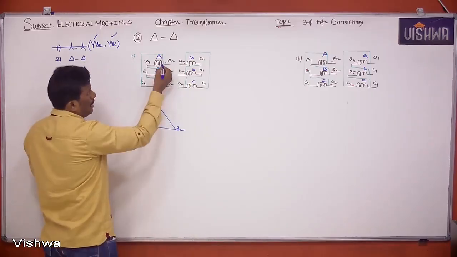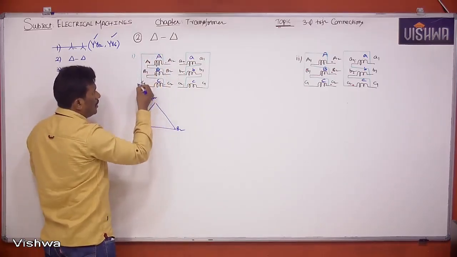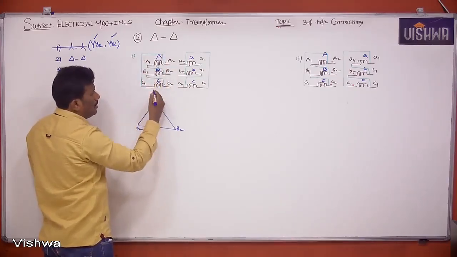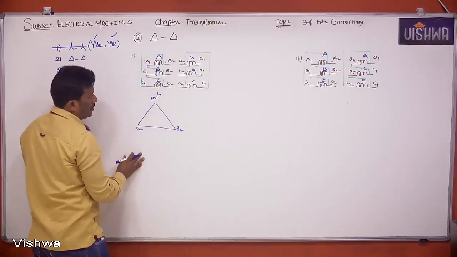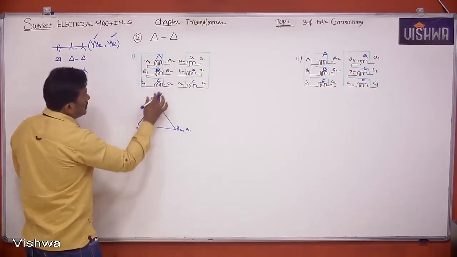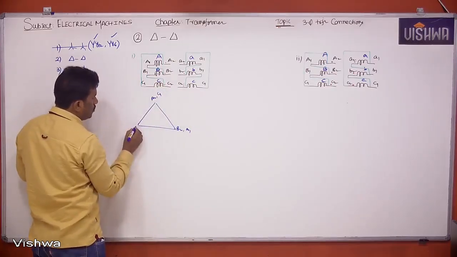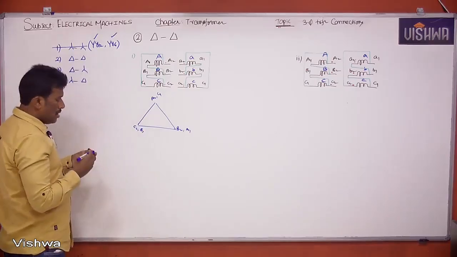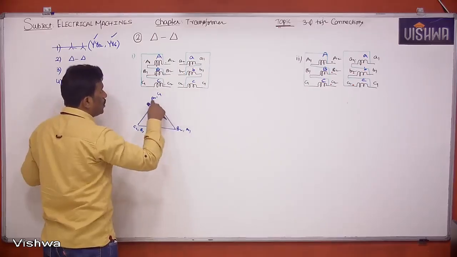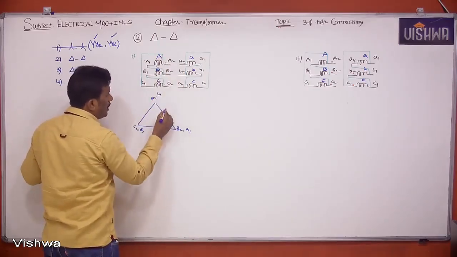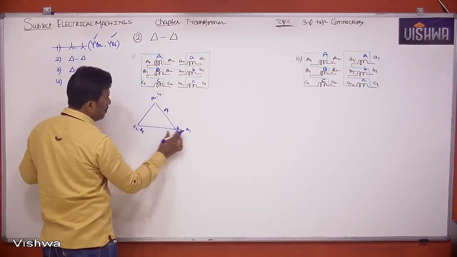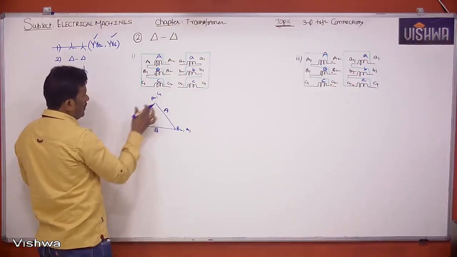Observe clearly, guys. Whatever A2 is here, this is indirectly C1 only. So I can write A2, C1. B2 means indirectly A1. C2 means indirectly B1, right? Now tell me, if it is A1 and A2, which vector is it? Capital A. B1, B2, capital B. C1, C2, capital C.